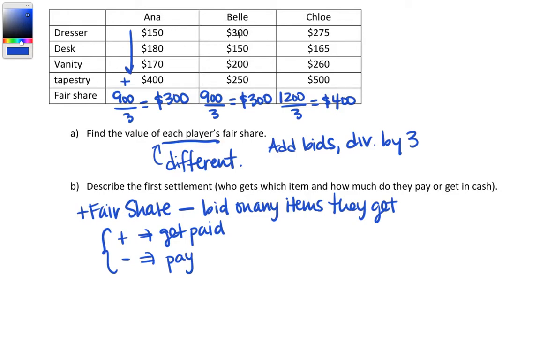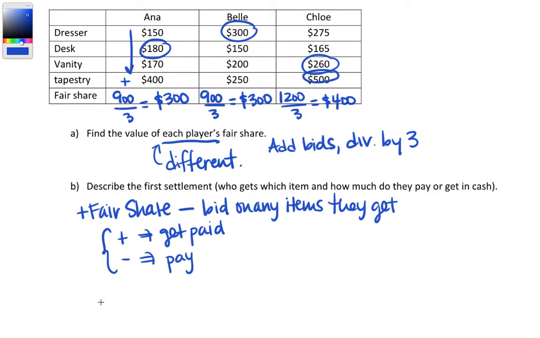Highest bid on the dresser, looks like it was Belle with 300. Highest bid on the desk, looks like it was Anna with 180. Highest bid on the vanity, looks like it was Chloe with 260. And Chloe also got the tapestry with a bid of 500.